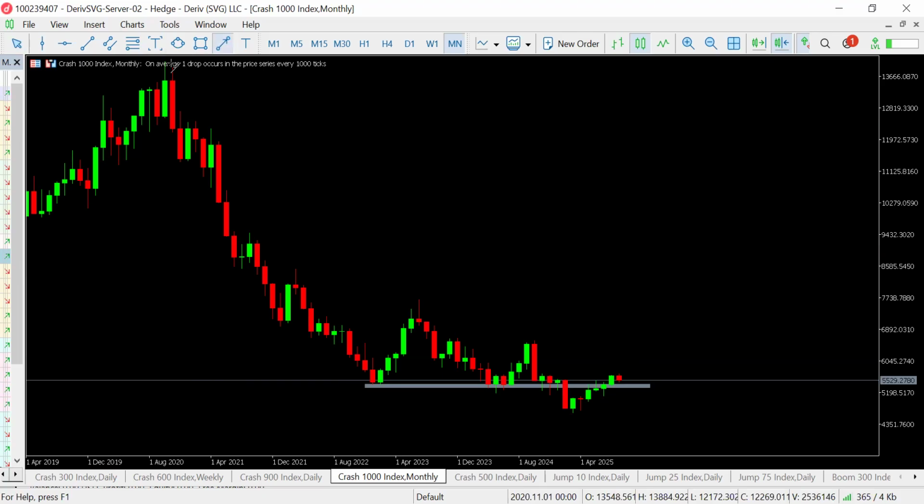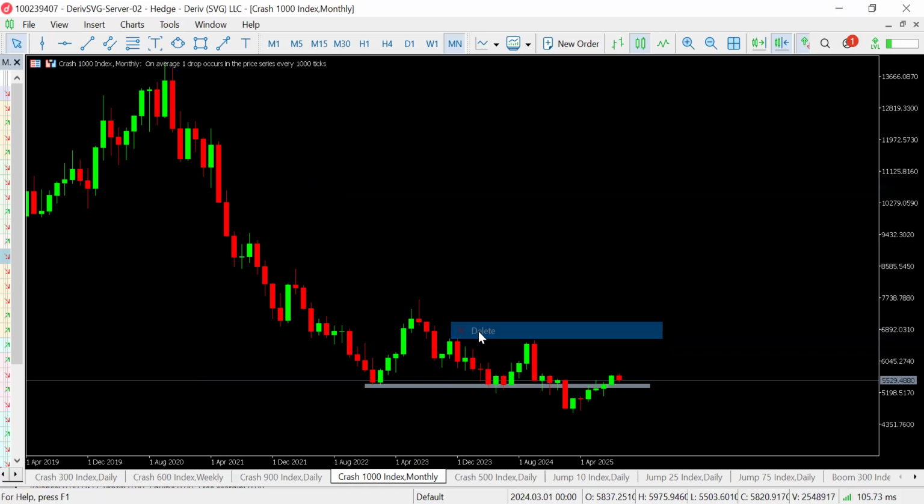Also, to add to our bias, I can include a trend line here. This was invalidated, so if I shift it here, you can see that the major trend line on the monthly time frame has just been broken. So these two confluences would try to tell me that the market is pushing upwards. Now, this doesn't automatically mean that the market is now in an uptrend. So we've been able to get our bias from the monthly time frame.